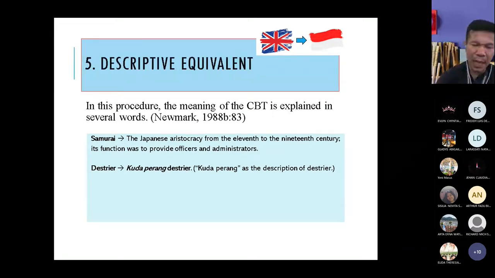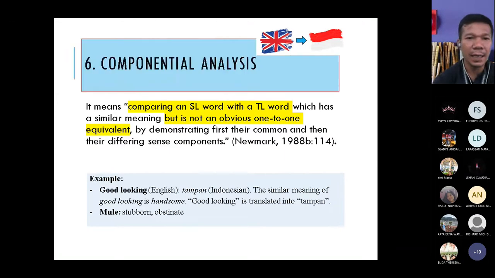Fifth is descriptive equivalent. I can say this is very easy. We have the root word describe. Describe means you have to give explanation by telling the qualities. The qualities means the color, the size. Or you can add also the function of the thing. This is called descriptive equivalent, and the sixth is called componential analysis.